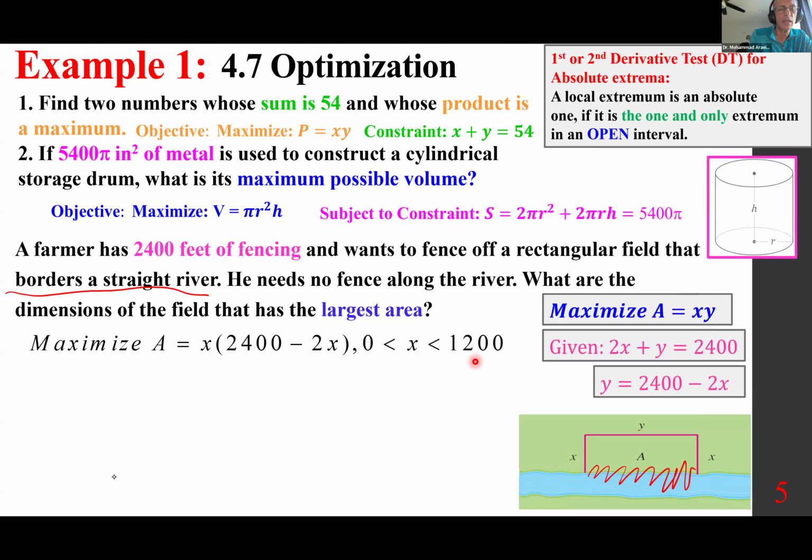Y is that. First of all, x represents a dimension, so it must be positive. Secondly, if you set this one equal to 0, x becomes 1200. If you pick a number larger than 1200, this becomes negative. With this one, the product is negative, and so the area is negative. You can't have that. Okay. Now, why is this important?